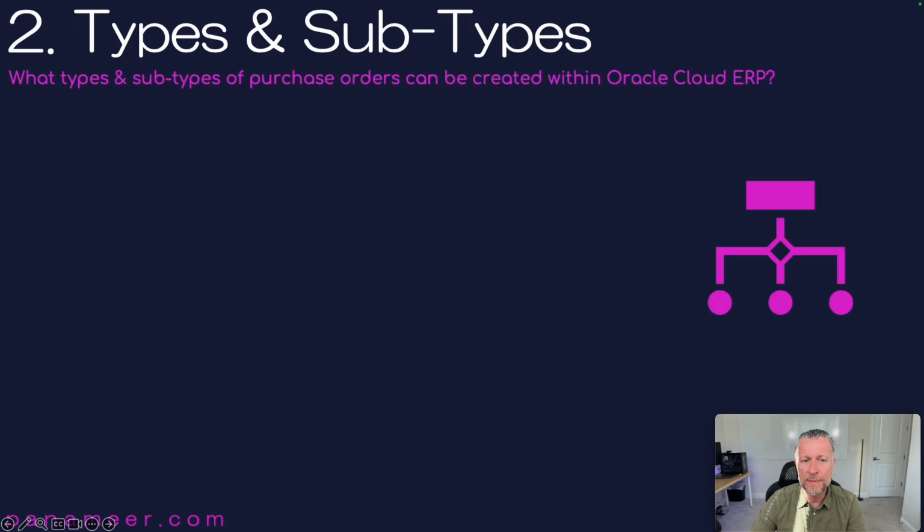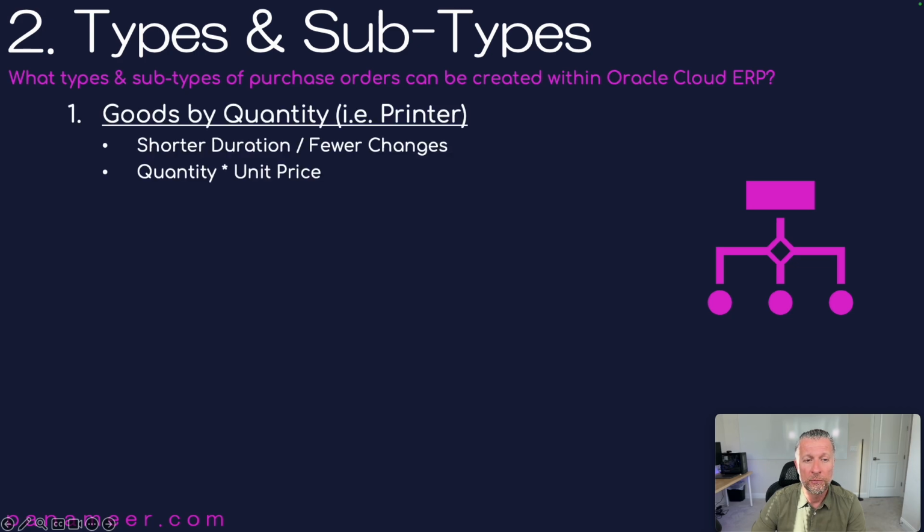Slide 2. What types and subtypes of purchase orders can be created within Oracle Cloud ERP? Well, first, goods by quantity. So think about something like a printer, where this is a shorter duration purchase, probably fill or kill, and it's just the quantity times the unit price. Done deal, one lump sum.